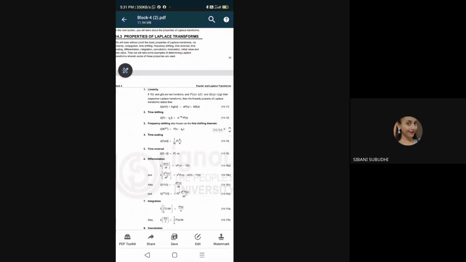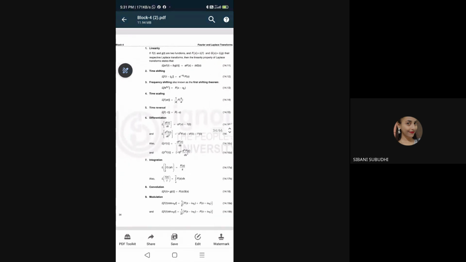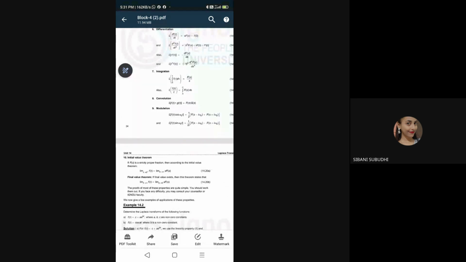Like Fourier transform, Laplace transform obeys linearity, time shifting, frequency shifting, known as the first shifting theorem, time scaling, time reversal, differentiation, integration, convolution, modulation, and the initial value theorem can be represented as: if F(s) is a strictly proper fraction, then according to the initial value theorem, limit t tends to 0 of f(t) is equal to limit s tends to infinity of s F(s). And the final value theorem is: if the final value exists, then the theorem states that limit t tends to infinity of f(t) is equal to limit s tends to 0 of s F(s).